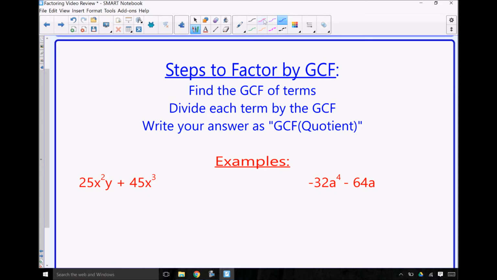But basically, all I need to do right here, again, is find the GCF of my terms. So first thing I'm going to do is look at my coefficients. My two coefficients here are 25 and 45.